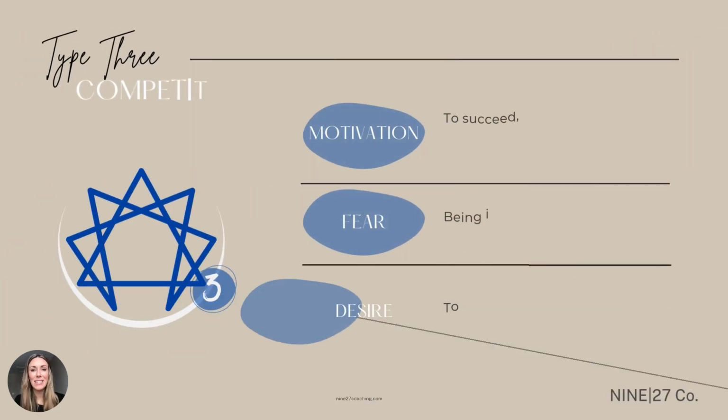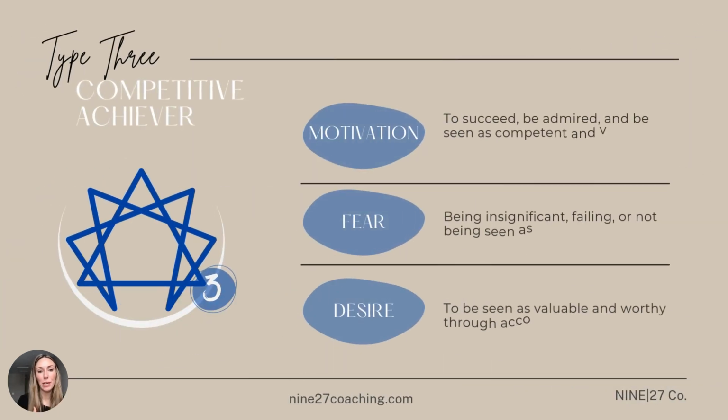So let's dive into what are the motivations, fears, and desires of the type 3. A type 3 is known as the competitive achiever. They are motivated more than anything to ultimately succeed, to be viewed in a positive light or admired by others. The fear is that if I am not viewed in this way, then I am insignificant or I don't have any worth. The ultimate desire being, I want to be valuable. I want to be worthy. And the way I feel worthy is through my accomplishments, through my achievements.